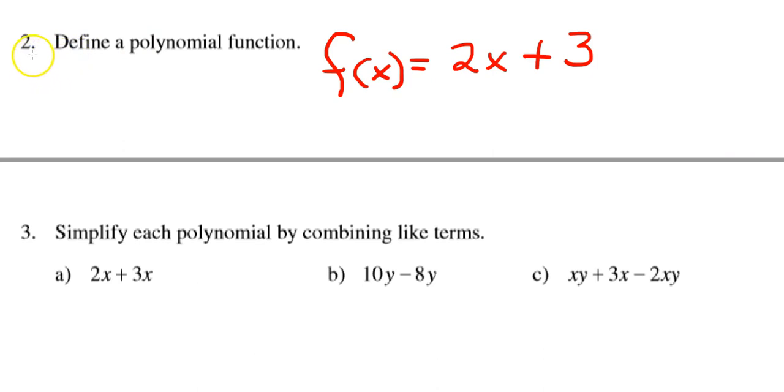Now for example 2, they ask us to define a polynomial. Well, this is basically the form of a polynomial, where you have a function is equal to something, and this part is the rule that governs. All right, going on to topic 3 now.